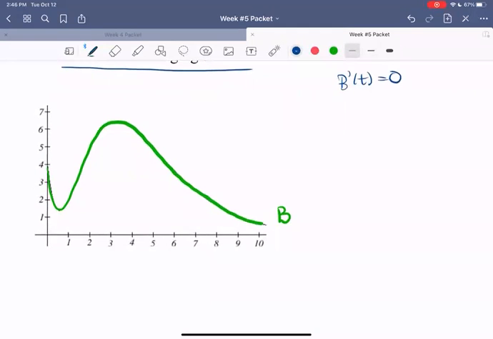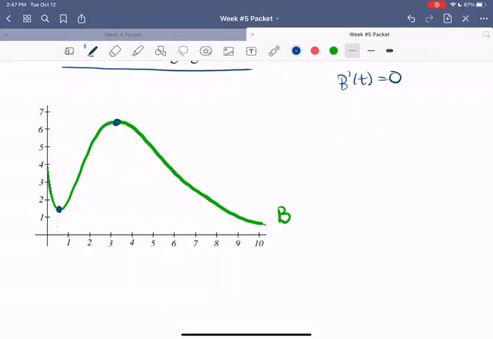Please take a moment to pause the video and see if you can identify on this graph of B where the derivative is 0. That means, where do we have a horizontal tangent line? Awesome. You should see that we have a horizontal tangent line here and here, at this little min and max. I'm going to highlight or label those points.